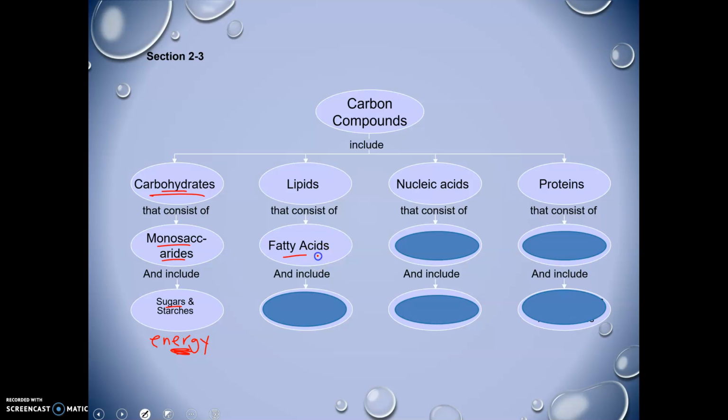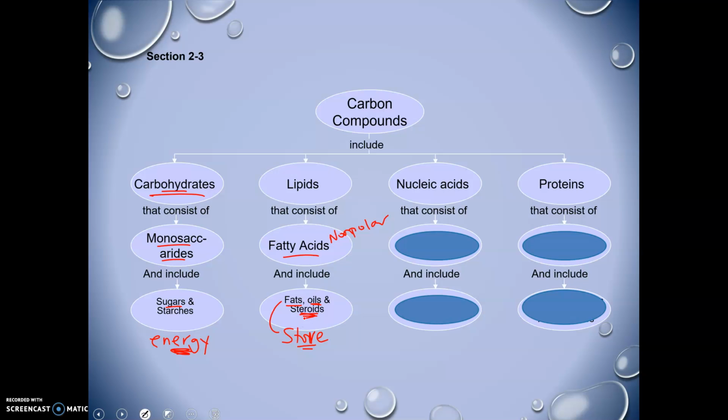Lipids consisted of fatty acids. That was their building blocks, which were non-polar, and that's why they don't dissolve well in water. And they included fats, oils, and steroids. Cholesterol is an example of a steroid, and then you have a few hormones that are steroids, like estrogen and testosterone. We also talked about the difference between fats and oils: fats are saturated, they're solids, and oils are liquids. And one of the main things that we do with our lipids is we store energy, although steroids, again, are hormones.